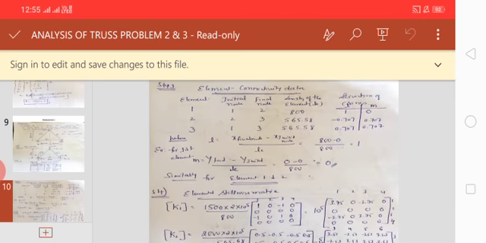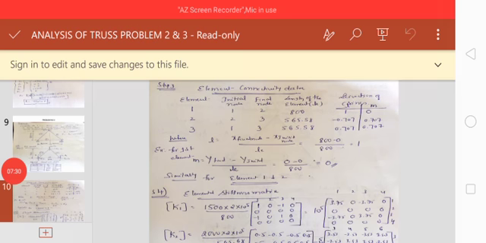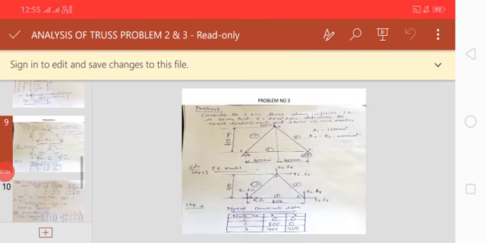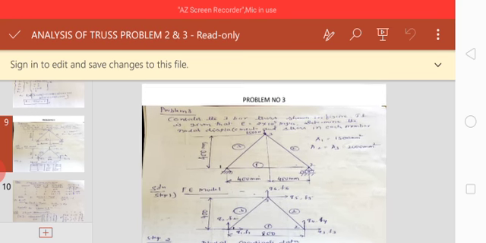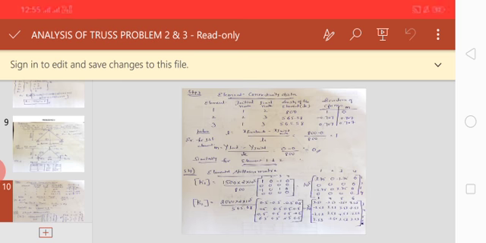In the element connectivity data table, we need to create the table with these headings, I am just going to read them: element, initial node, final node, and length of the element, along with direction cosines. How many elements are there here from the figure? From the figure we can easily say that 3 elements are there. That's what I have written, 3 elements.